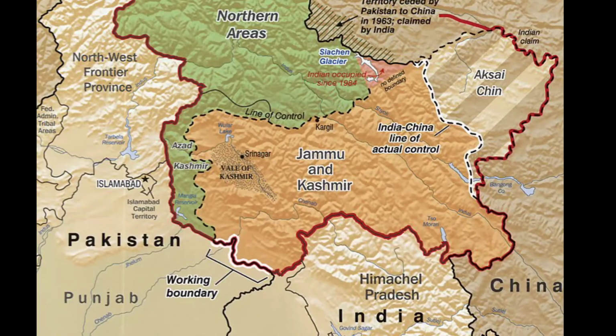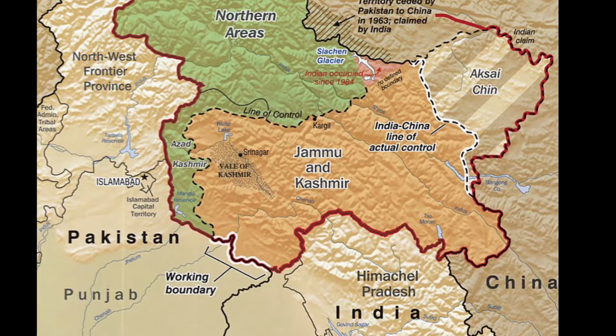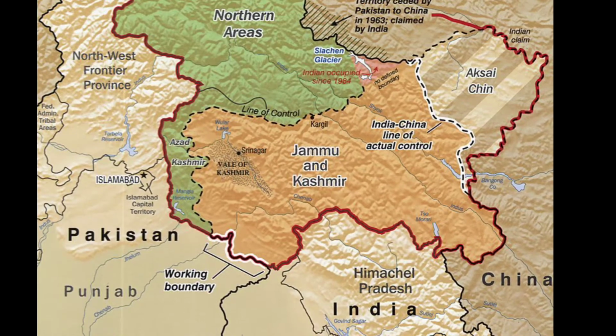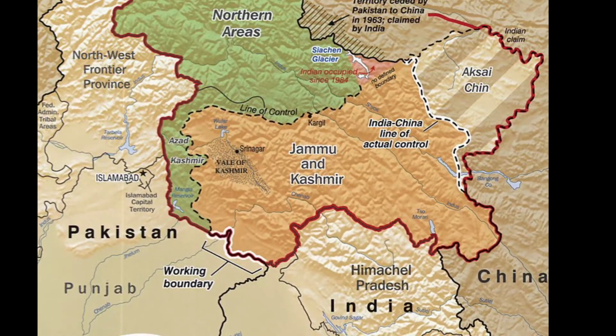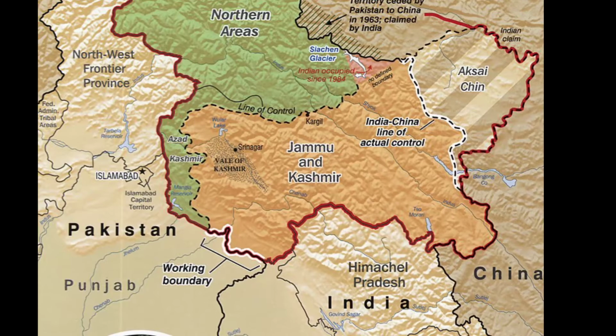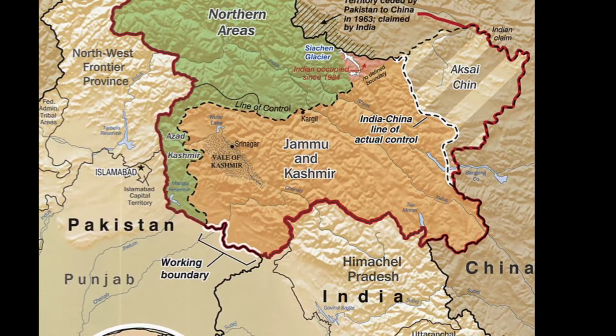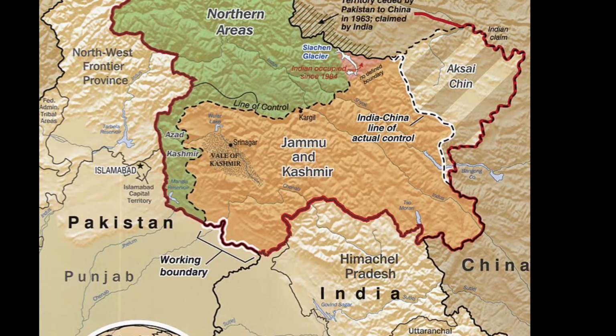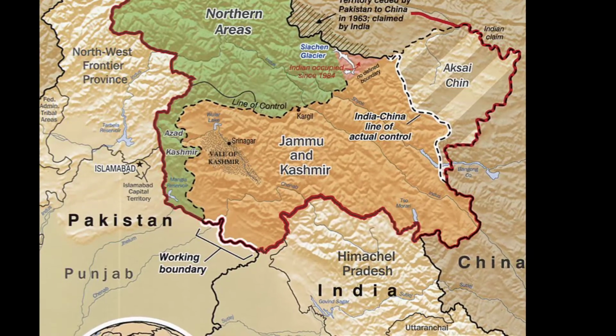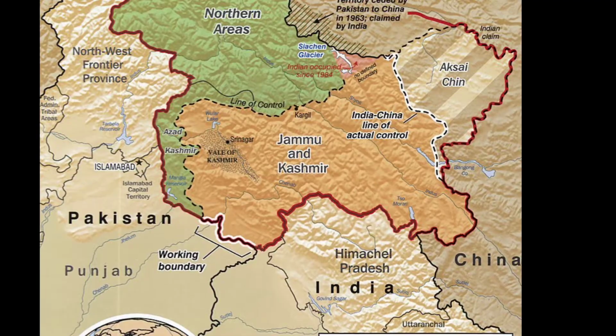The main reason for the 1962 war between India and China was the disputed border between the two countries in the high mountains of Aksai Chin. India insisted that the region, slightly larger than Portugal, was part of Indian-controlled Kashmir. China said it was part of Xinjiang.